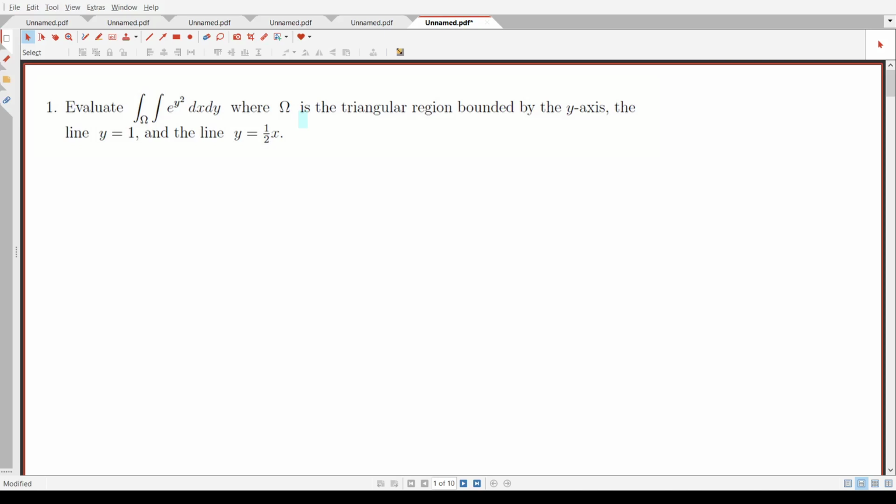But I'll just set up each of the integrals because the hard part really is just finding the bounds, right? That's the hardest part of all of these. Okay, so this first one, here we go. It says evaluate the integral where omega is the triangular region bounded by the y-axis and the line y equals 1 and y equals 1/2 x.